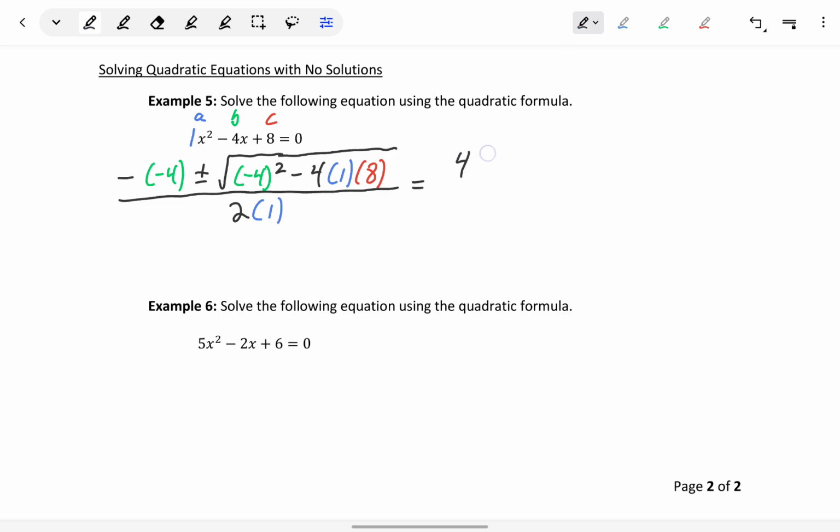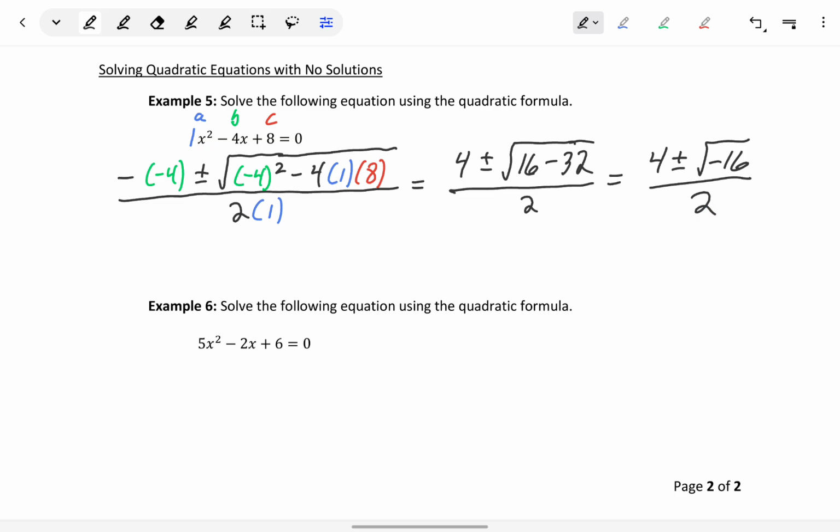which will give us positive 4 plus or minus the square root of 16 minus 32 all over 2, which will simplify to 4 plus or minus the square root of negative 16, all of that over 2.